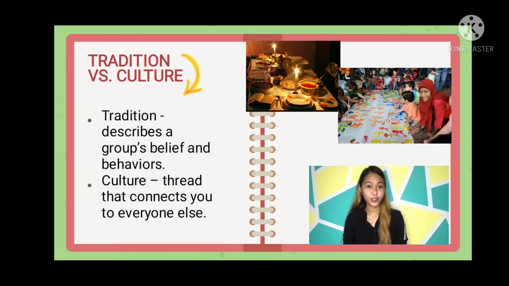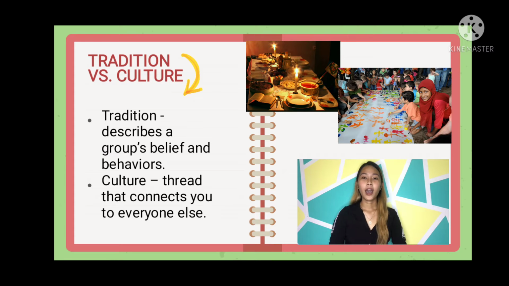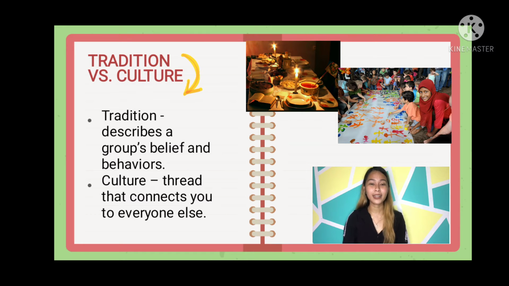In addition, there are two terms that are quite tricky for us: tradition and culture. I know that some of us are confused about what tradition and culture really mean. Just to clarify, tradition describes the group's beliefs and behavior that are passed down from one generation to the next. For example, a family tradition is that the eldest daughter or son must marry first before the younger ones. And culture acts as the underlying thread that connects you to everyone else.